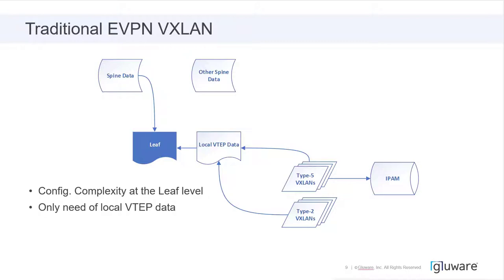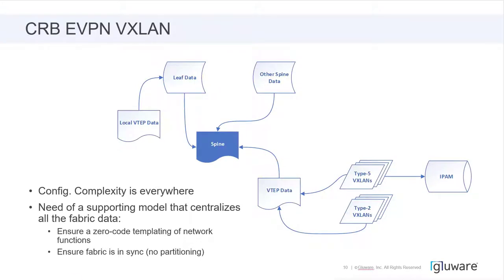So when moving to a CRV design, some of the complexity explained earlier from the configuration standpoint on the leaf node is now moving to the spine. In a CRV design, the leaf nodes will only perform layer 2 functions, and all the other functions, layer 3 and maybe more, are moving to the spine nodes. So the complexity of the configuration is now everywhere on the EVPN VXLAN fabric.